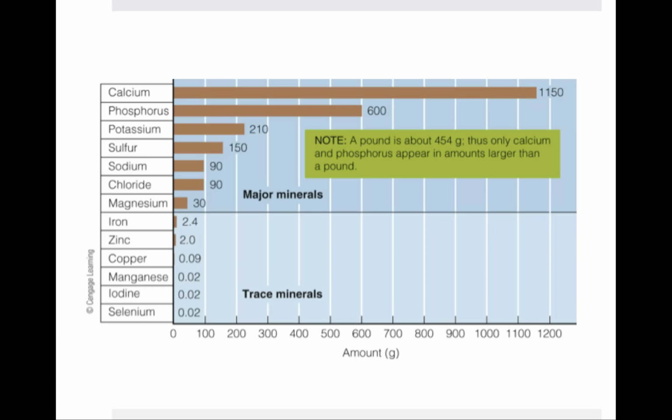This last slide is showing you the difference between the major and the trace minerals, and it's basically how much is required in your body per day. A pound is about 454 grams. So in your body, it's only calcium and phosphorus that appear in amounts larger than a pound. The rest of the minerals, even if they're major minerals, take up less than a pound of your total body weight, but yet you'll see they're very important even though they comprise only a very small amount of your total body weight.